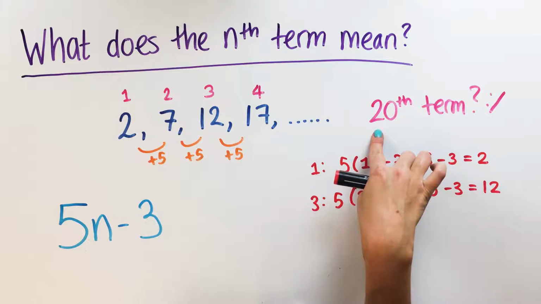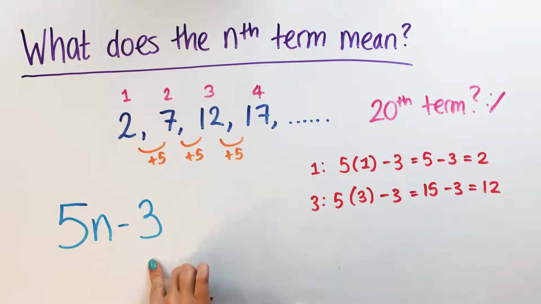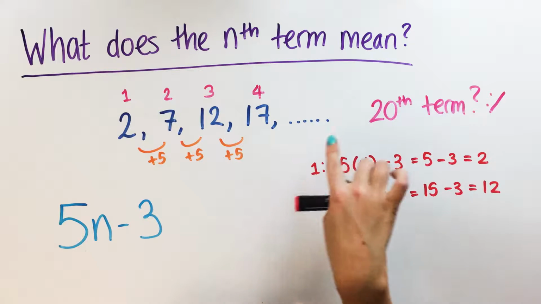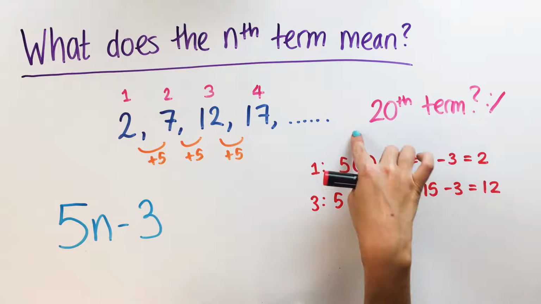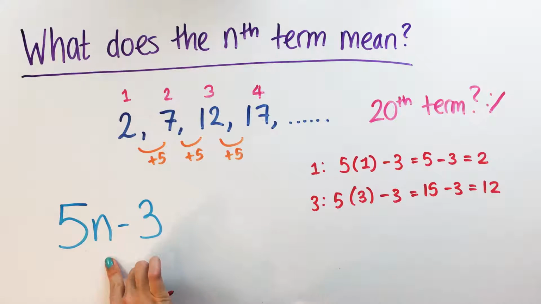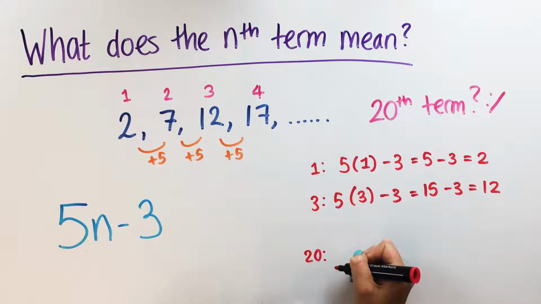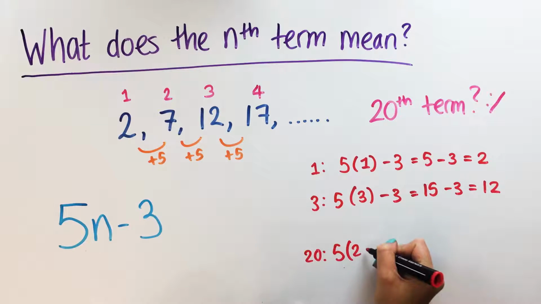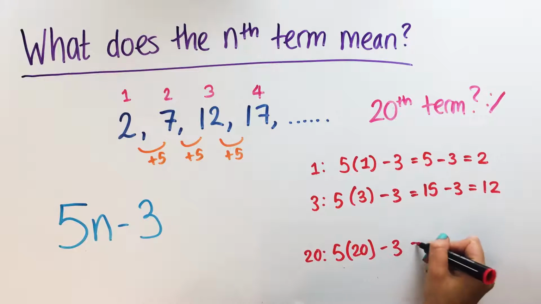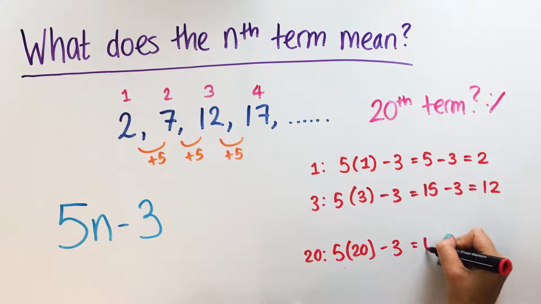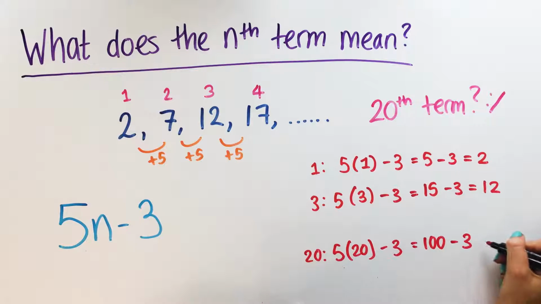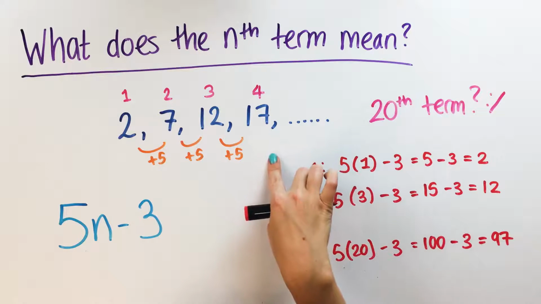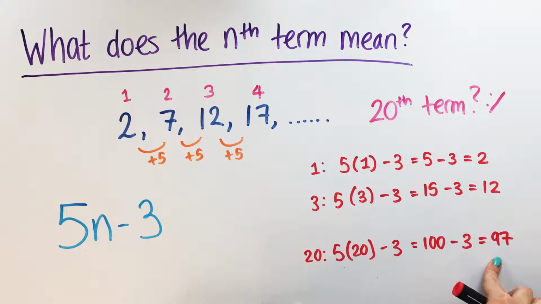So what about the 20th term? Well, this is where the formula becomes really helpful, because instead of adding 5 each time to find the 20th term, we can simply put 20 in this formula to find out what the term will be. So the 20th term, we do 5 times 20 minus 3. 5 times 20 is 100, minus 3, which equals 97. So we've saved ourselves a lot of work because we can find the 20th term straight away.